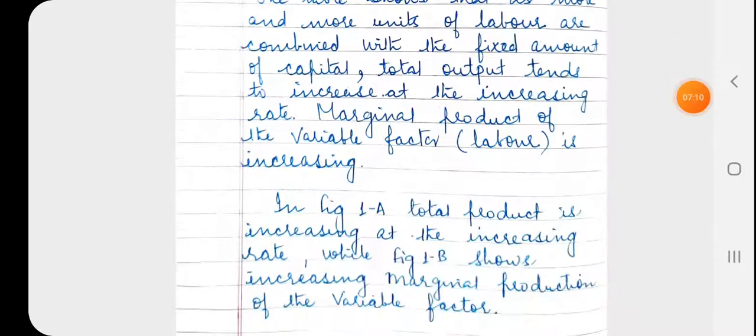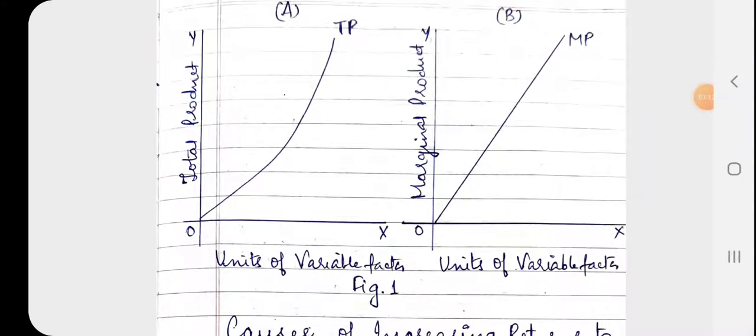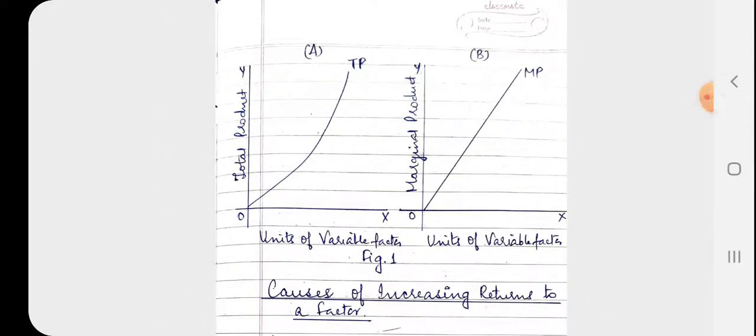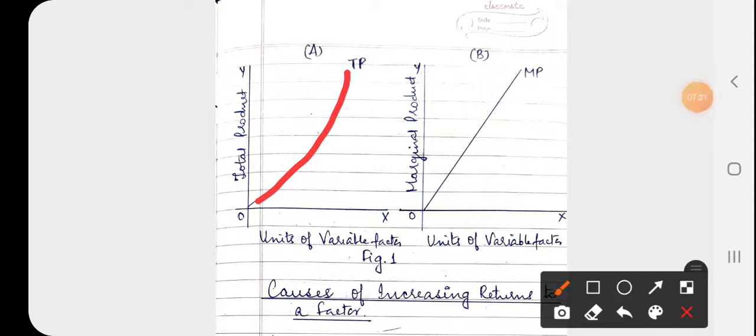Moving to the next one, you can see the diagram of increasing returns to a factor, how the total production is showing an increasing trend, and the marginal production is also showing an increasing trend. This indicates that in the beginning, when the fixed factor was underutilized and you employ more units of variable factor on a given piece of land, the total production increases at an increasing rate.